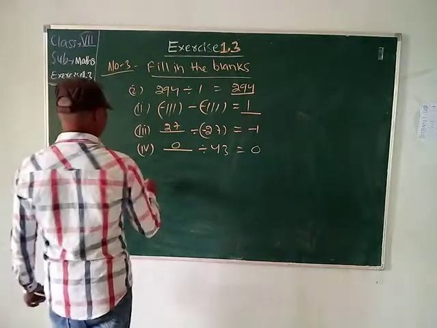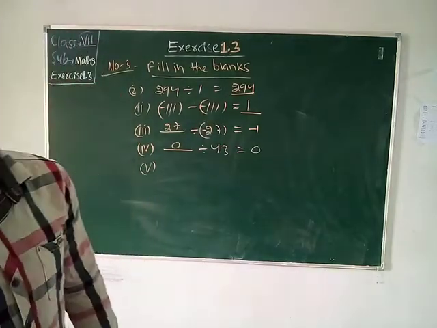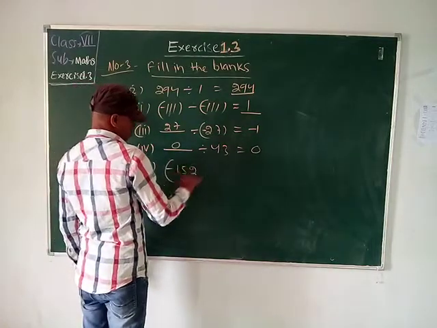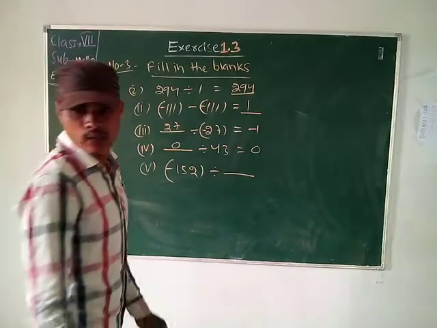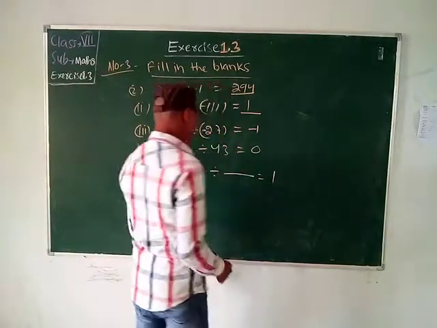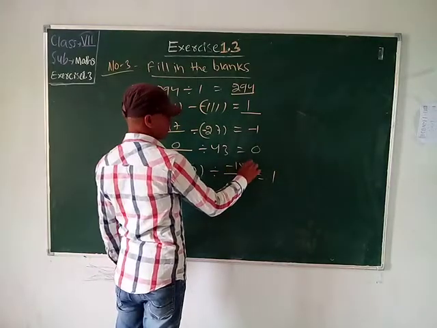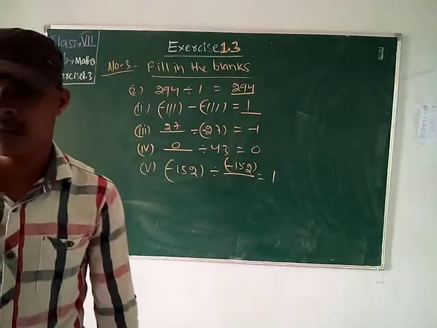Now we will do the fifth. Minus 152 divided by blank equal to 1. So the number is minus 152. When a number is divided by itself, the answer is always 1.